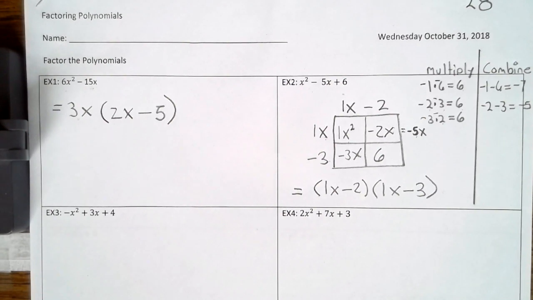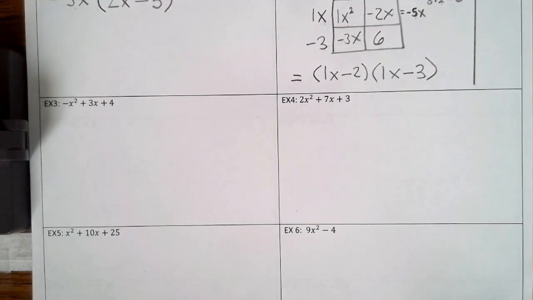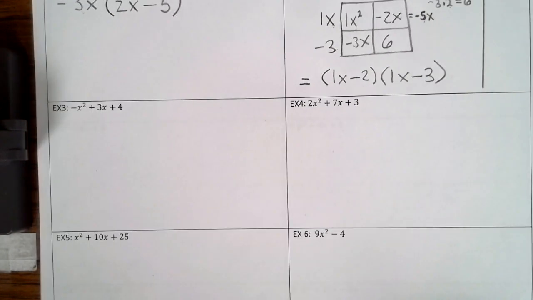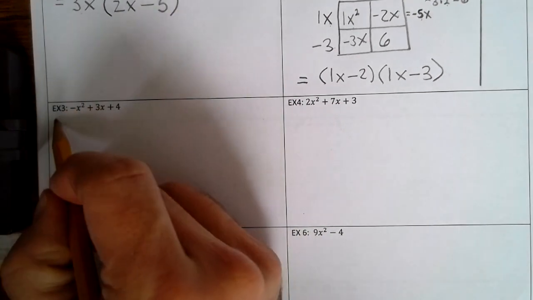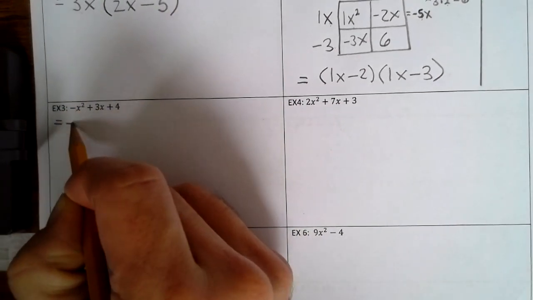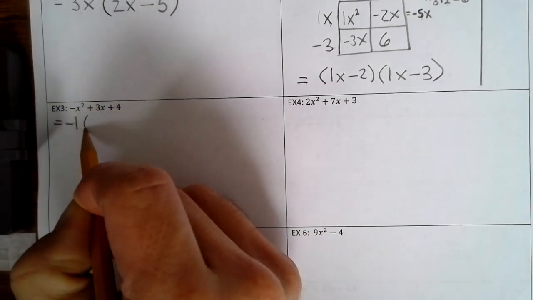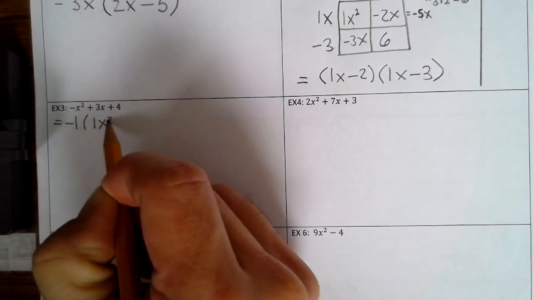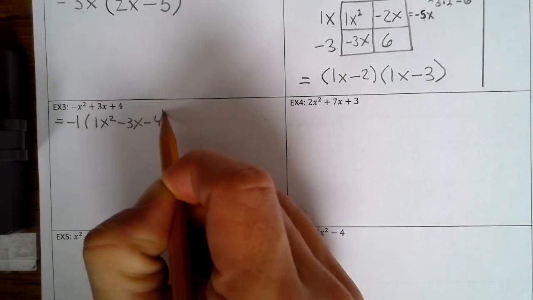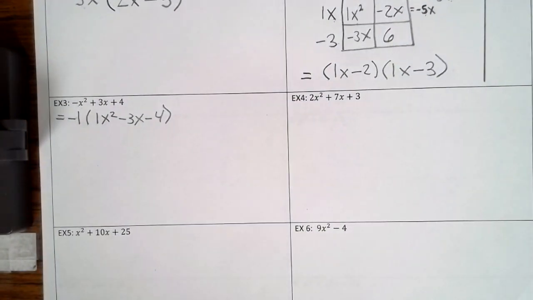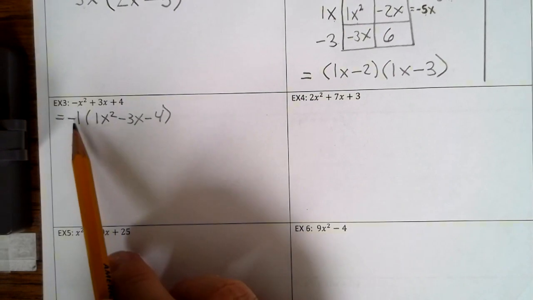Okay, so now let's look at example 3. Now, when factoring, you never want the first term to be negative. So in this case, example 3, we need to factor out the negative 1, which leaves 1x squared minus 3x minus 4. Now, when we get the final answer, we have to remember that we need to multiply it by negative 1. But now we draw a box.